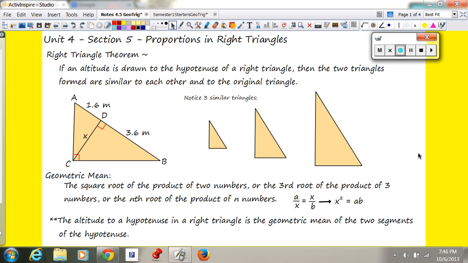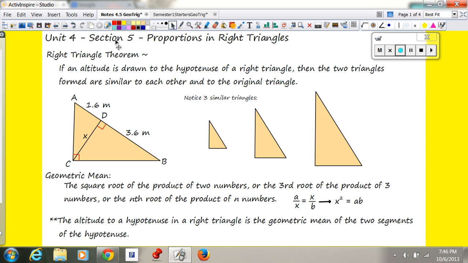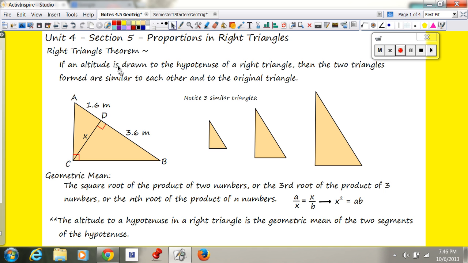We are at Unit 4, Section 5. Should be Monday night. You should be watching these on Monday, October 8th. Hopefully you will. And this is Unit 4, Section 5. We're going to talk about right triangles and some proportions that are in right triangles. And we actually do have a right triangle theorem right here.